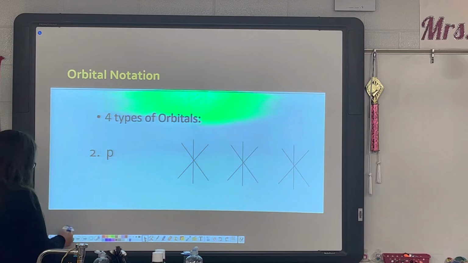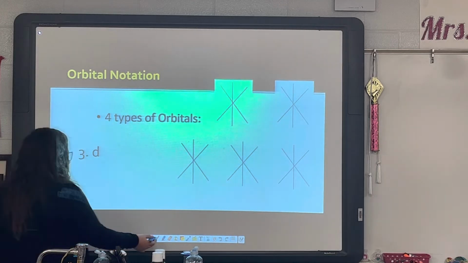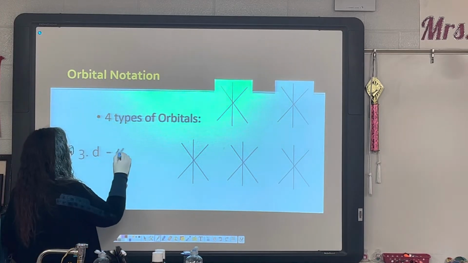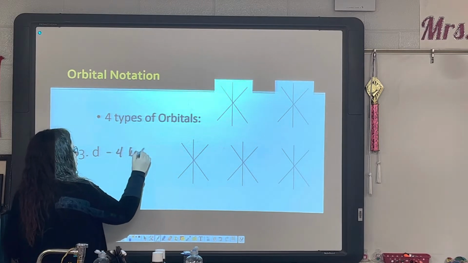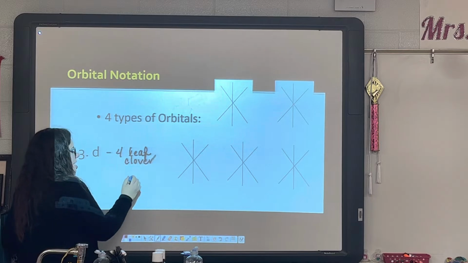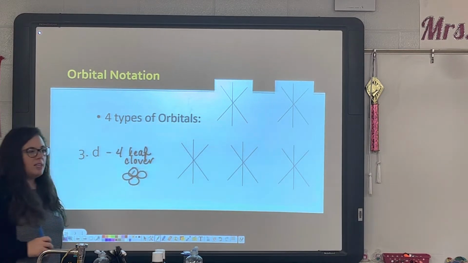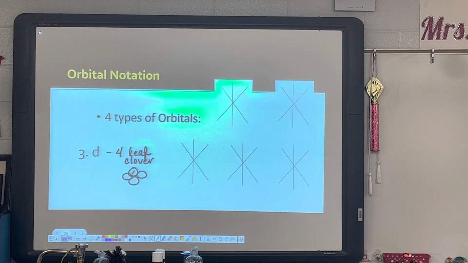Next one is a d orbital. So there are 5 types of d orbitals, and a d orbital takes on a clover shape, like a 4-leaf clover. So it's basically like taking 4 s orbitals and connecting them all together.